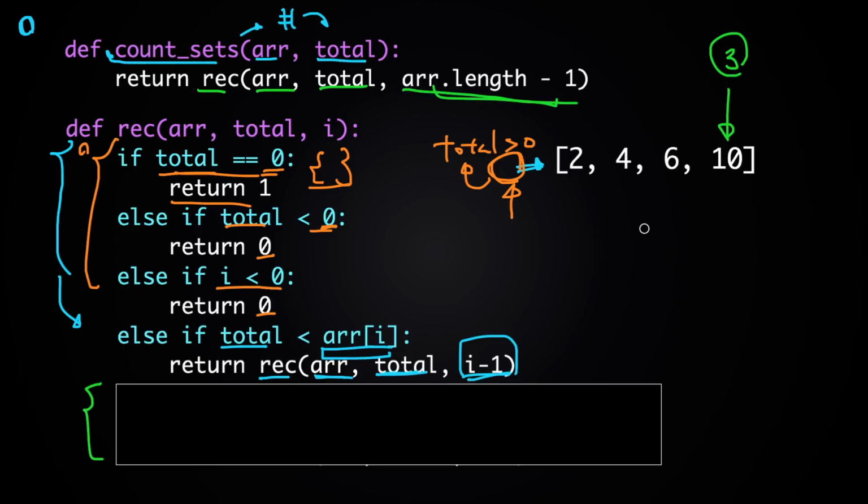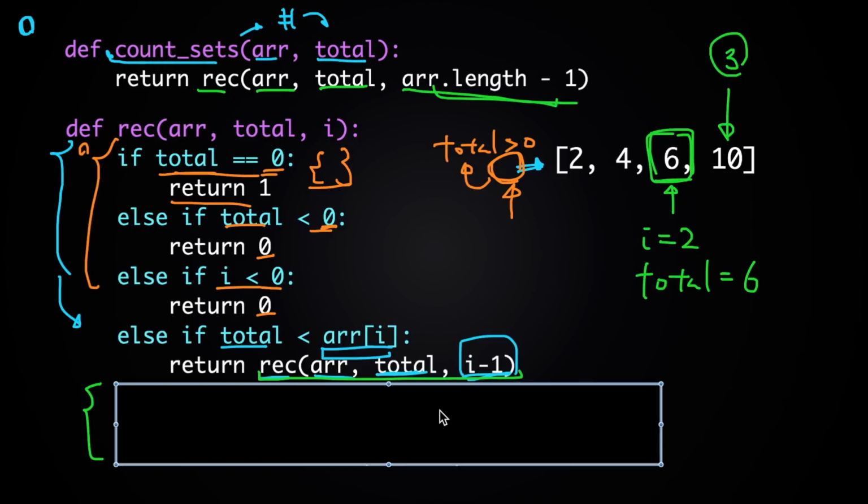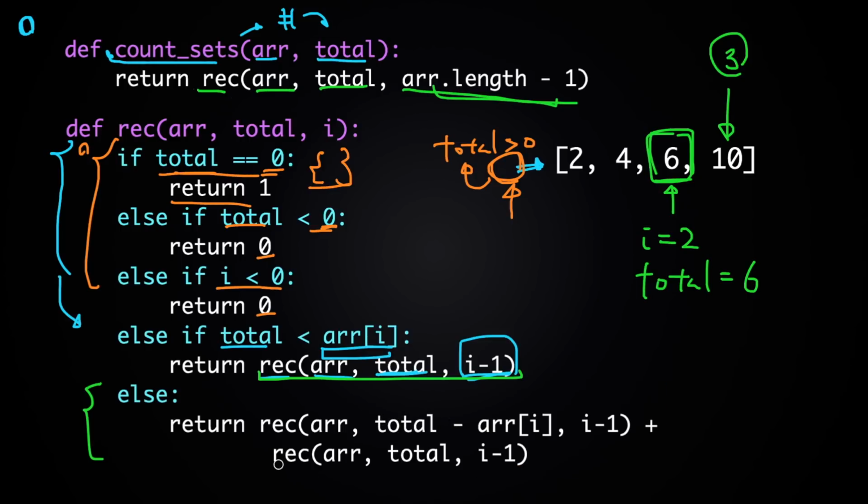The other case we need to deal with is everything else. So let's say I is equal to 2 here. We're examining this item currently, and the total that we're looking for is 6. If that's the case, we'll need to deal with two different cases just like I explained before. The first case is when we don't include 6 in the subset that we're trying to construct, and it's the same as before. So we'll just need to write rec r total I minus 1.